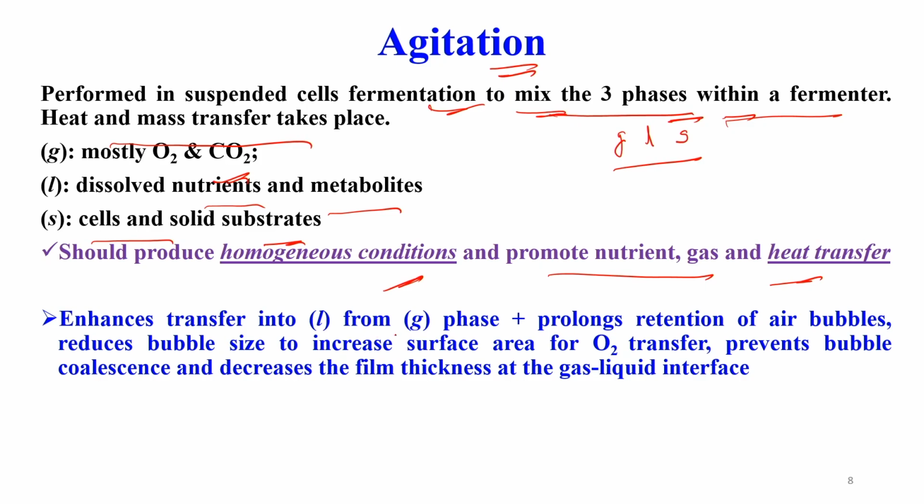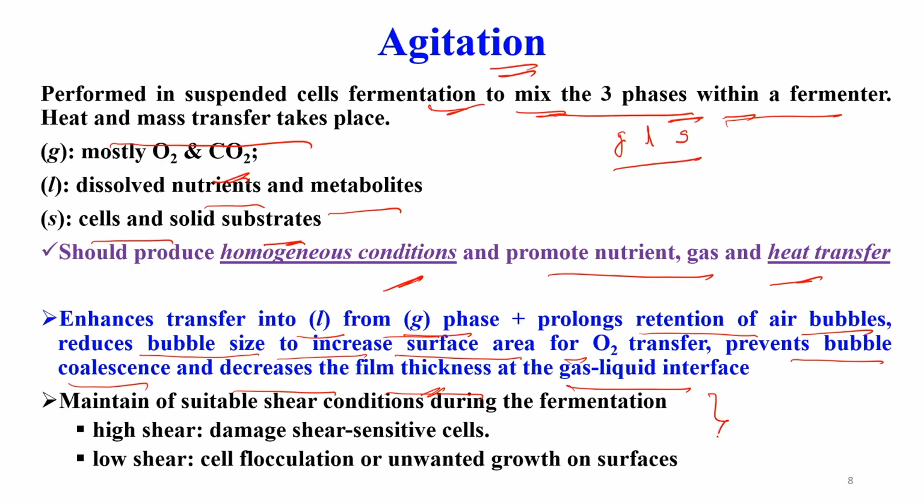So, the aim is first to enhance transfer into the liquid from the gas phase, then prolong the retention of the air bubble for better mass transfer, reduce the bubble size to increase the surface area for oxygen transfer, prevent bubble collisions and decrease the film thickness at the gas-liquid interface, because this thickness is imposing maximum mass transfer resistance. So, agitation is very much complementary for effective aeration.